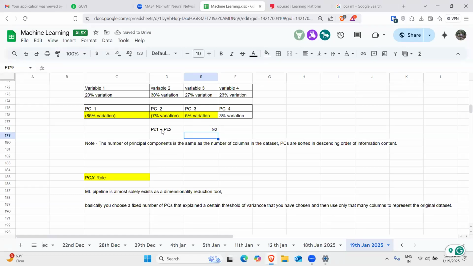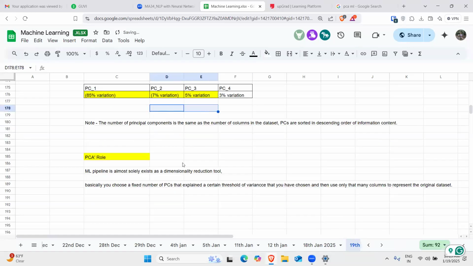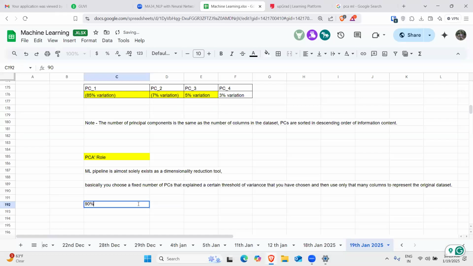Yes or no? So I am getting 92% of the information. I am satisfied with that. I don't want 100% of the information. I don't want these four columns in my data set. I want to remove those. So that is what happens. That is what we set a threshold. We set a threshold as 90%, let's say.